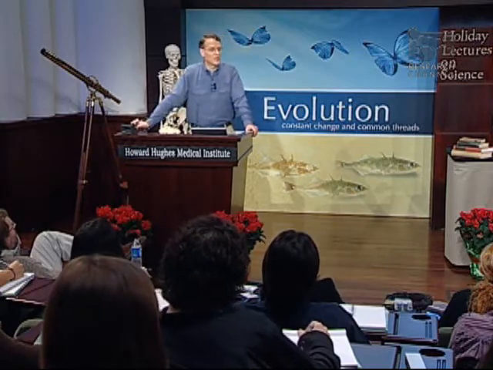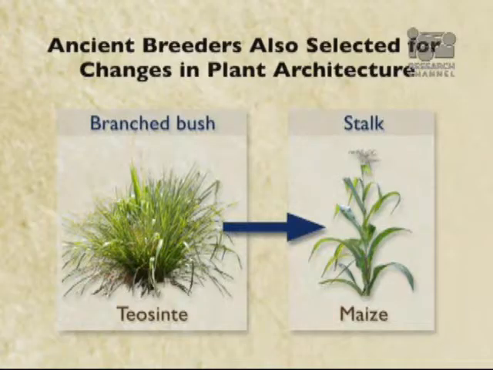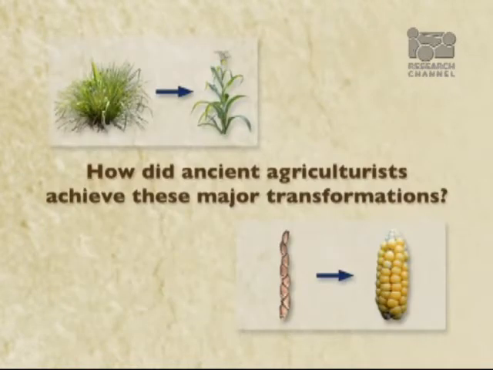Similarly, major changes in overall branching architecture. So teosinte is a wide, bushy plant. Corn is a tall plant. The ears of the corn are supported on the central stalk, and the tall plant makes it possible to pack in lots and lots of corn stalks when you're planting an agricultural field. So how did ancient agriculturists achieve these major transformations?